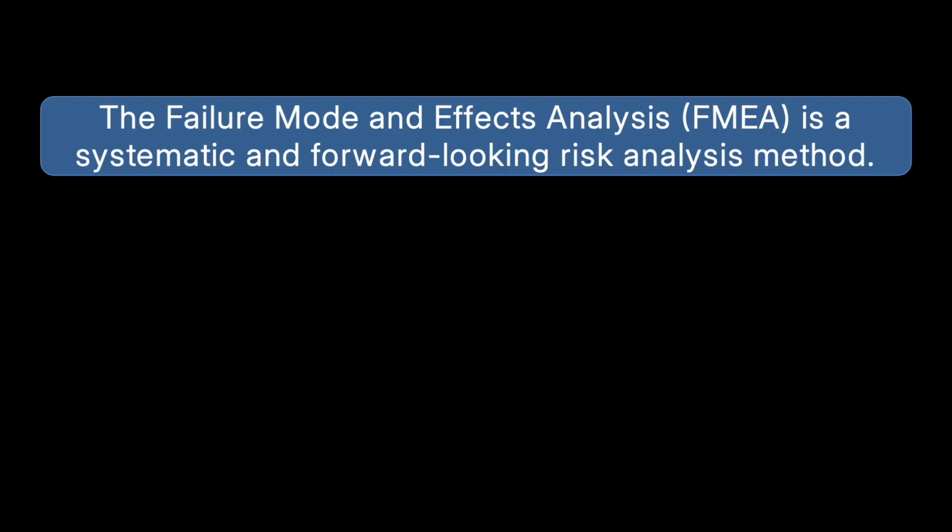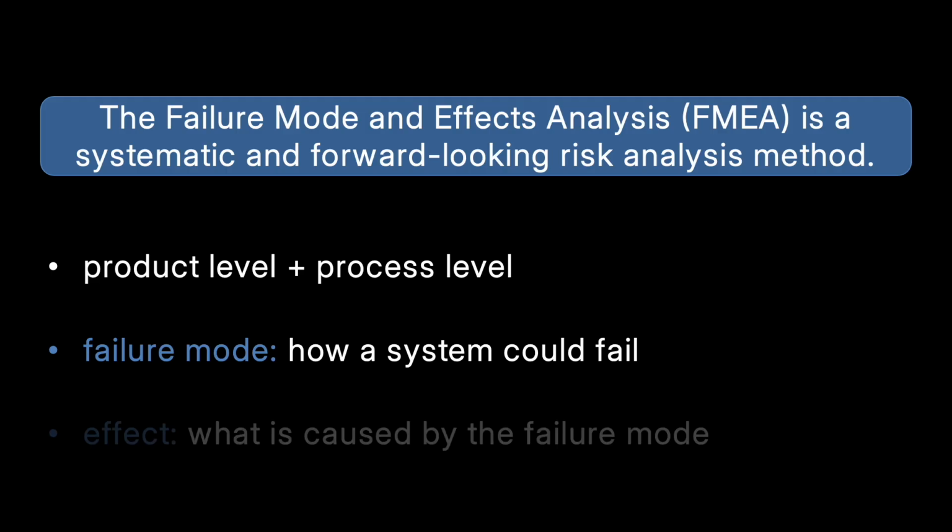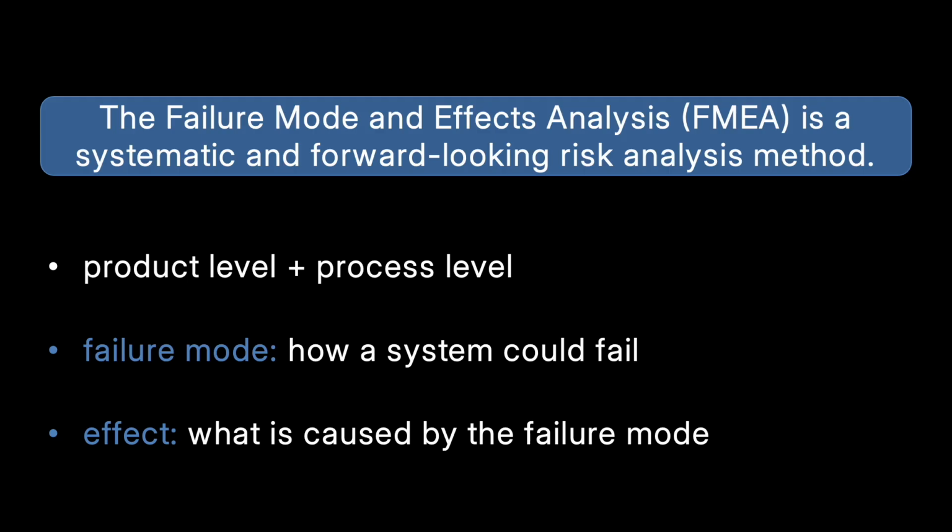The FMEA can involve the system of the product, this is the product level, as well as the system that creates the product. These involve the processes or also the production. The first step is usually to identify a failure mode by asking the question on how a system, component, or process could fail. The effect, on the other hand, is what is caused by the failure mode in terms of user experience or system behavior, which is usually negative.